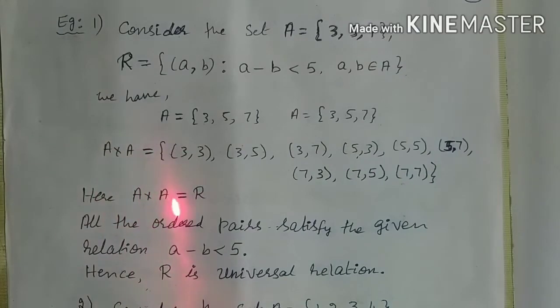Here A into A is nothing but the relation R. That means all the ordered pairs satisfy the given relation a minus b less than 5. If you take the difference of these ordered pairs, all the differences will be less than 5. Hence, R is a universal relation.